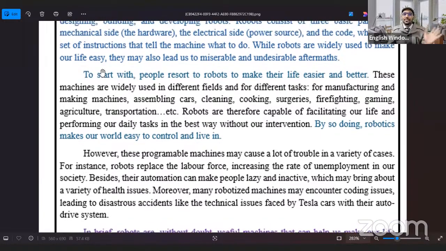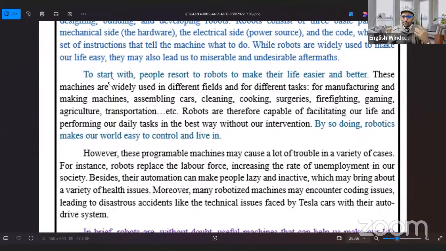To start with, this is a linking word. It's a very important one in order to get started, right? Or to keep, as they say, the ball rolling. To start with, people resort to robots to make their life easier and better. These machines, we use machines here instead of robots. So it's very important to use synonyms, right? This is what we call maybe a cataphor. You use cataphors and anaphors in order to avoid repetition. These machines are widely used in different fields and for different tasks.